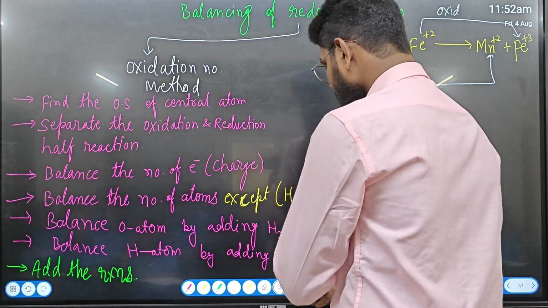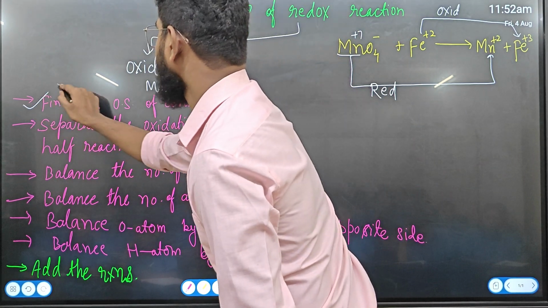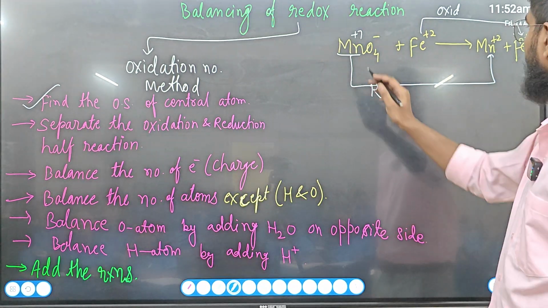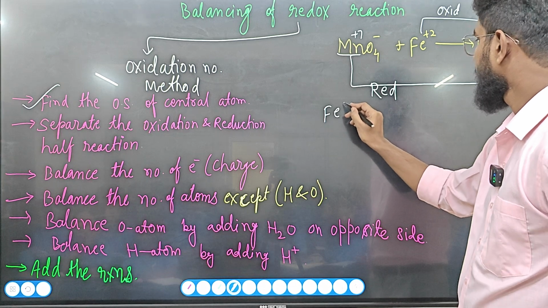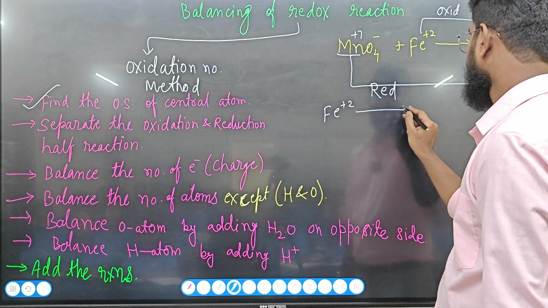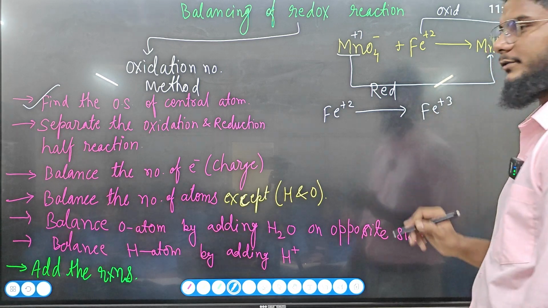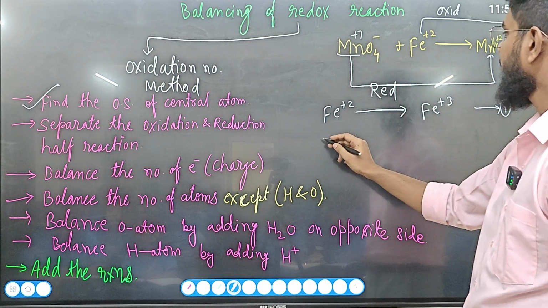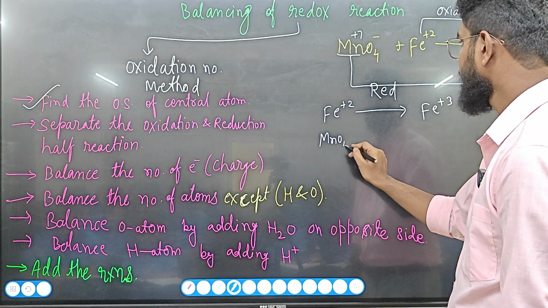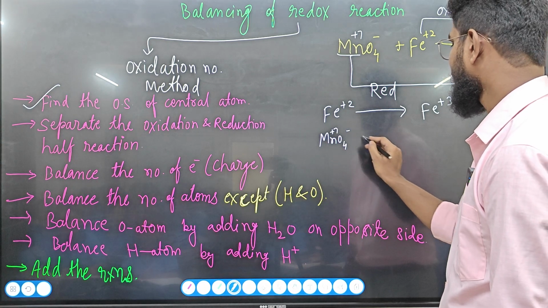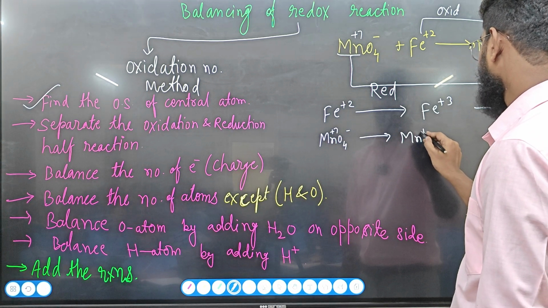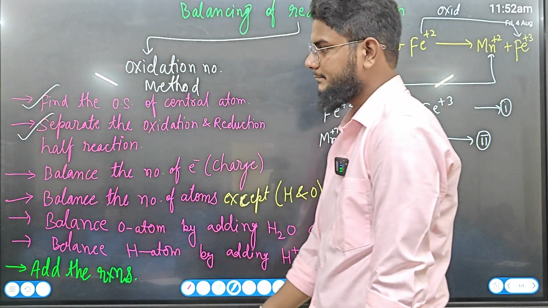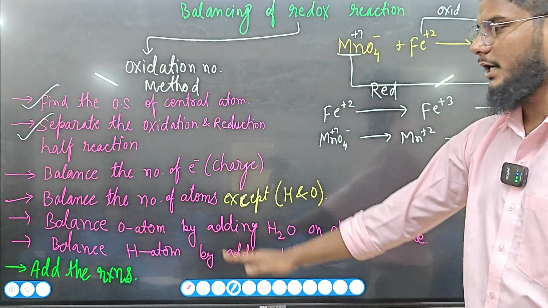Fine. Next step, the first step is done, right? You have to separate the oxidation and reduction half cells. So where did oxidation happen? Fe plus 2 to Fe plus 3, right? Let's suppose this is your equation 1. And reduction happened where? MnO4 minus, plus 7 to Mn plus 2. This is your equation 2. So the second step is already done. Balance the number of charge.